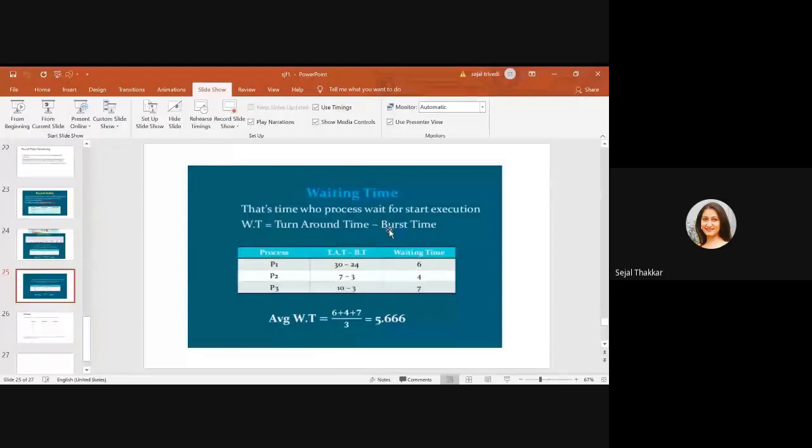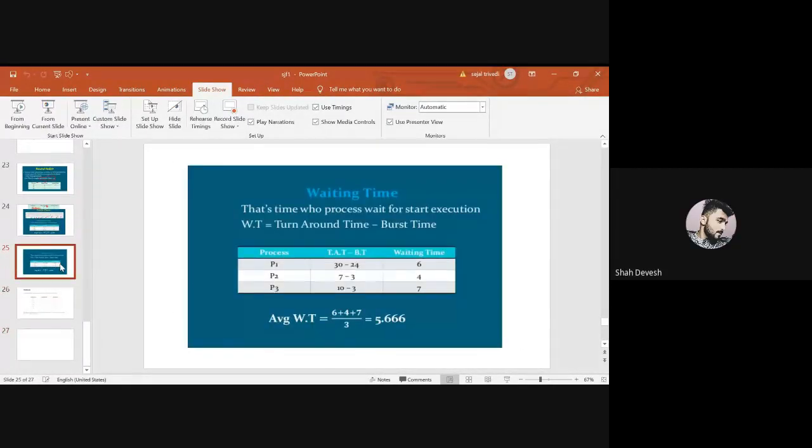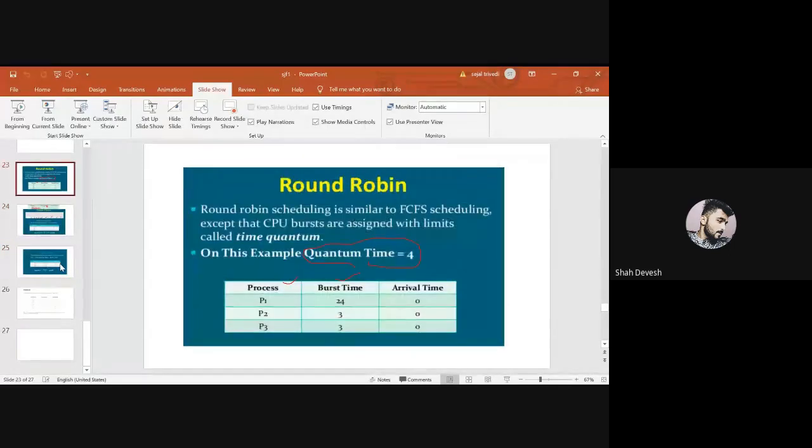Are you able to see this presentation? Yes, ma'am. Okay, so what is the problem with priority scheduling? Only the higher priority process will get the chance, and the lower priority process will not get the chance. So this problem we have solved through the round robin algorithm. It means all the processes are assigned some time quantum, 4, 3, 2, and for that particular time quantum the process will execute.